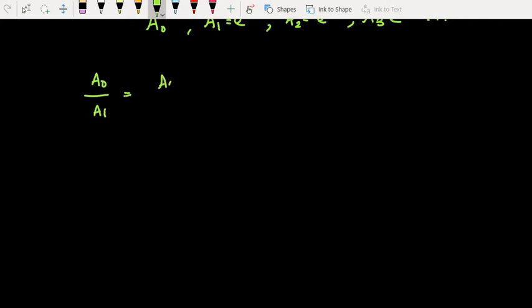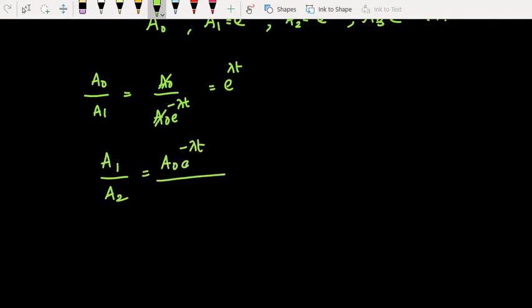We will get a0 divided by a0 e raised to minus lambda t. So a0 cancels, we will get e raised to lambda t. Similarly, if we take a1 by a2, we will get a0 e raised to minus lambda t divided by a0 e raised to minus 2 lambda t. So a0 cancels, we will get e raised to minus lambda t into e raised to 2 lambda t, which is equal to again e raised to lambda t.